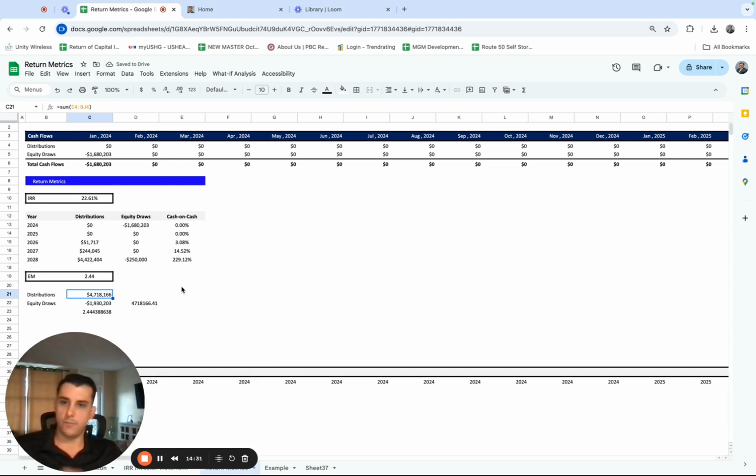So just to recap, in real estate, when you're analyzing a deal, there's 3 metrics that every investor is always going to ask you. They're going to say, what's the IRR, what's the cash on cash, and what's the equity multiple? And now you know how to calculate them in Excel and Google Sheets as well.